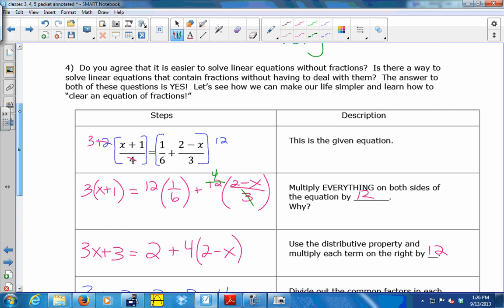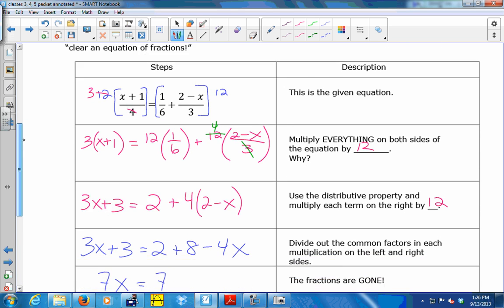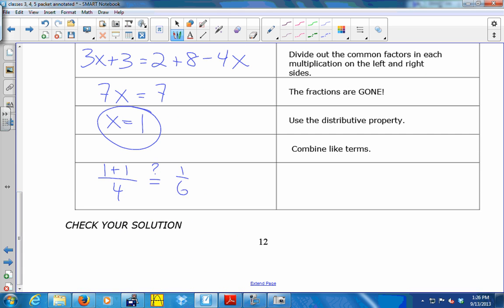So I go back and I say, oh, right, it was x plus 1 over 4. So 1 plus 1 over 4. Does that equal 1/6 plus 2 minus x over 3? 1/6 plus 2 minus 1 over 3. All right, well, 1 plus 1 over 4, that reduces to 2 over 4, or a half. And here I have 1/6 plus 1/3. Does that add up to a half? Yes. So yeah, those are the same.